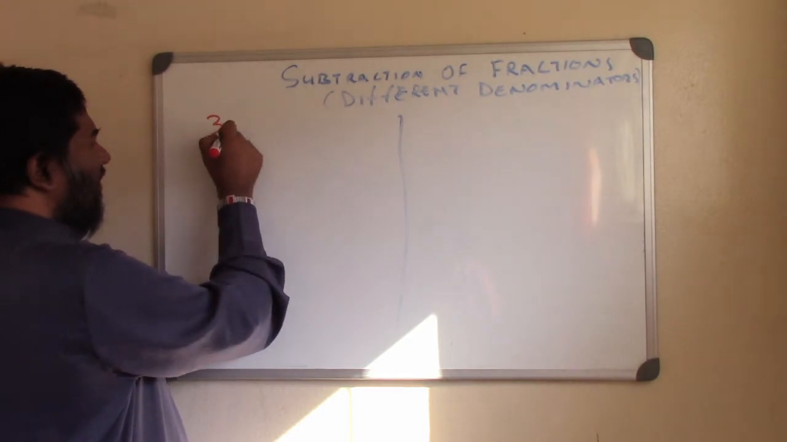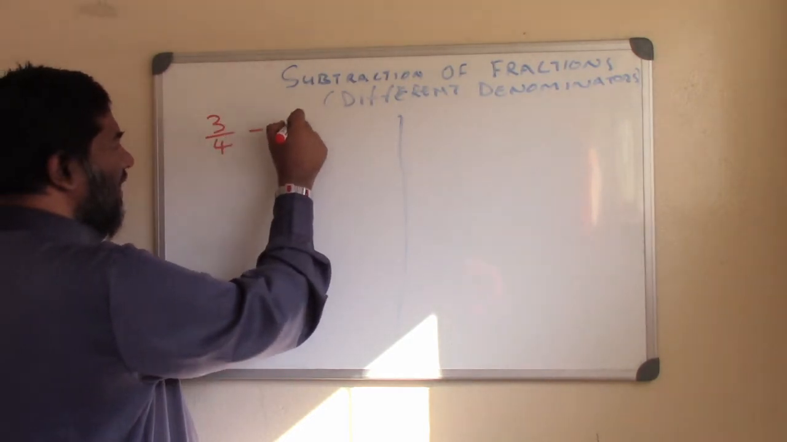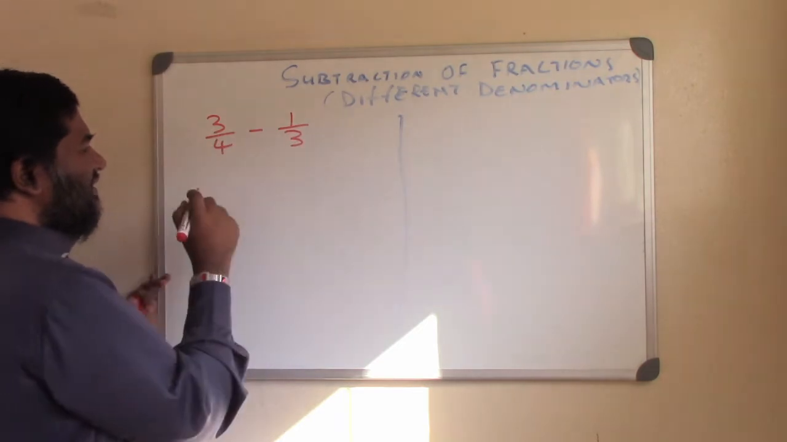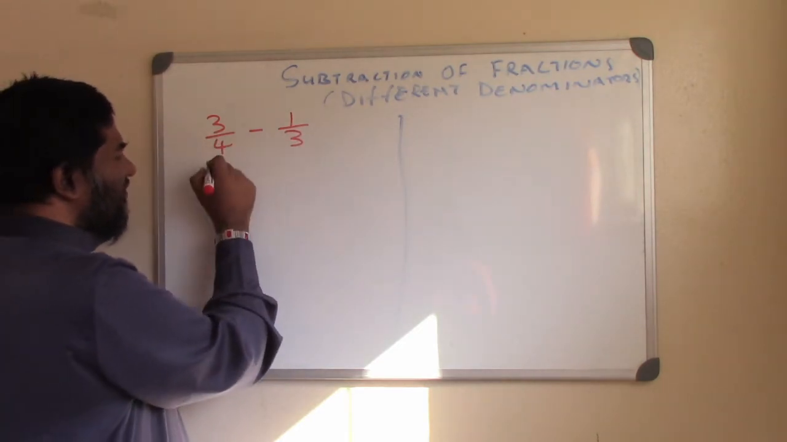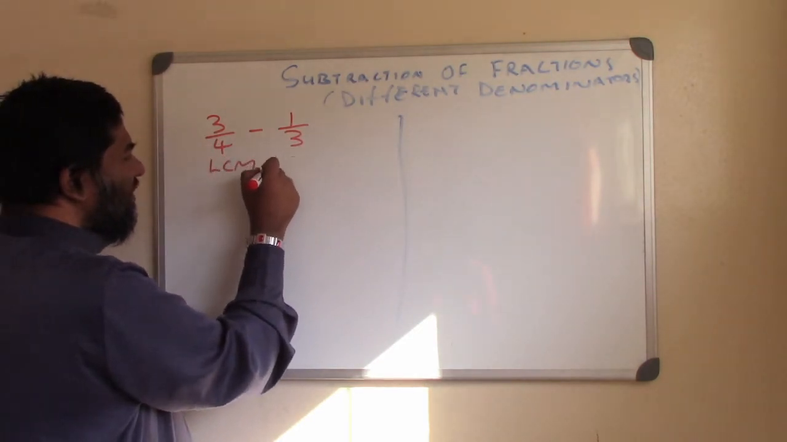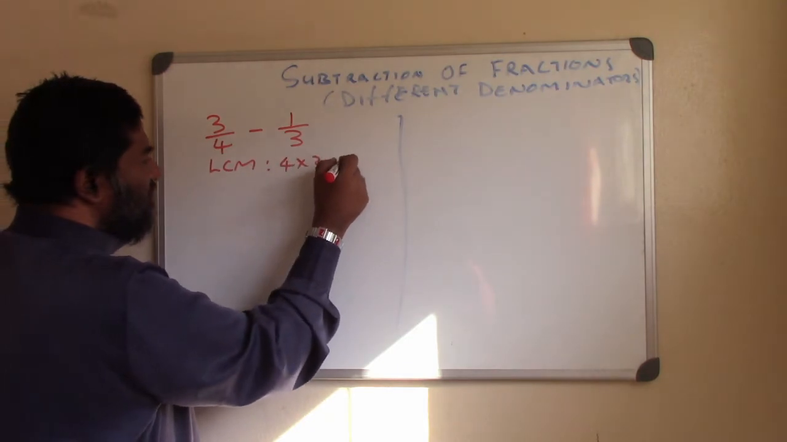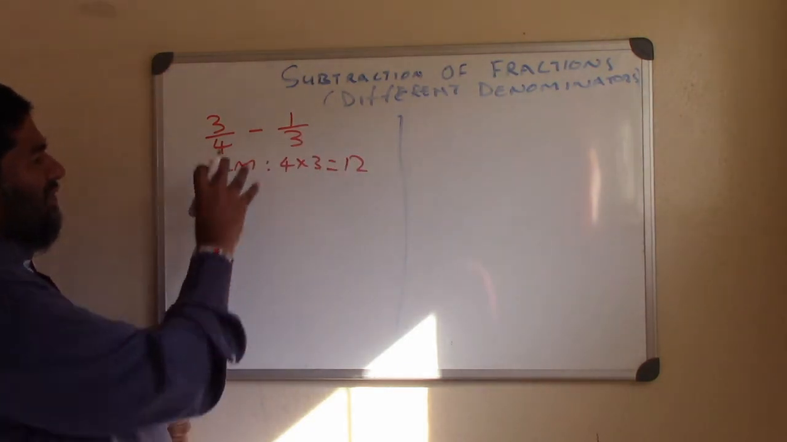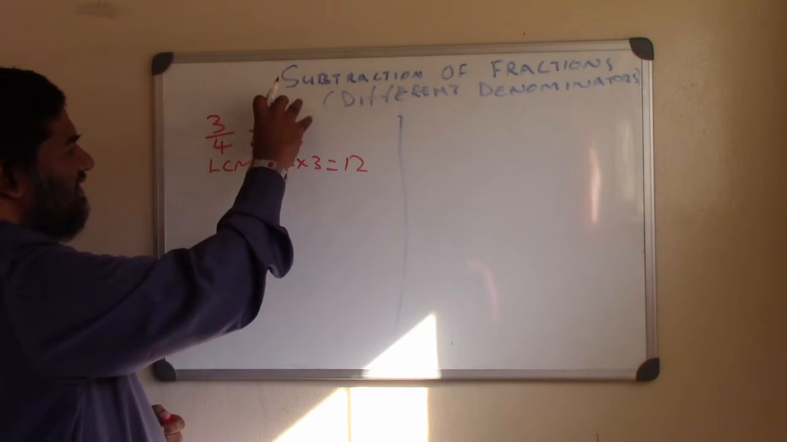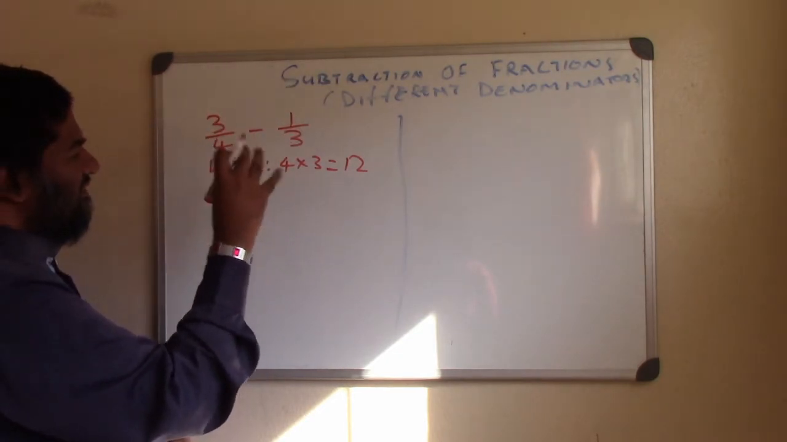3 over 4 minus 1 over 3. First of all, I'll have to find the LCM of 4 and 3. The LCM would be 4 times 3, which equals 12. Now I would have to write both of these fractions as equivalent fractions.